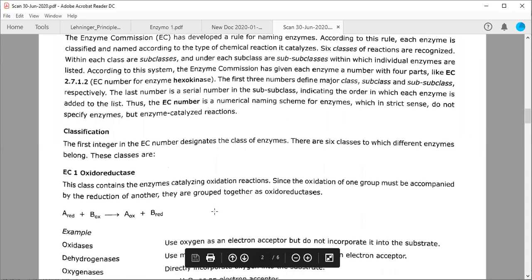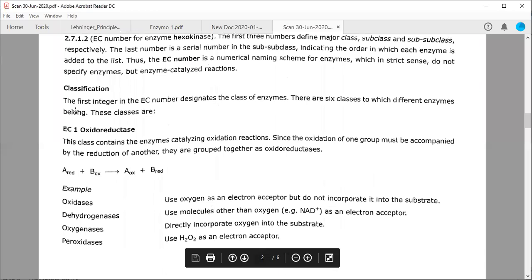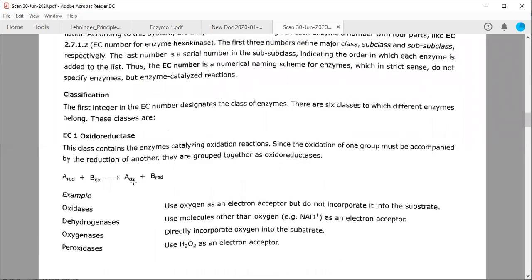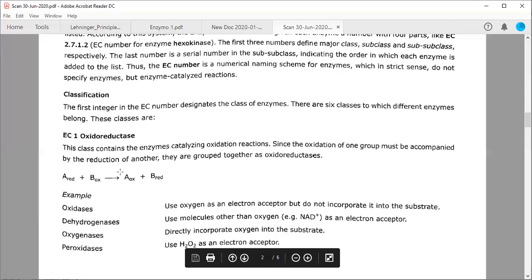One thing I wish to show you, for example, the first class, called oxidoreductases, is able to do oxidation-reduction reactions. For example, there are two substrates, one called A substrate and one called B substrate. This is a reducing agent, this is the oxidizing agent. So finally this will be oxidized and this will be reduced. One will be oxidized, one will be reduced. These are called redox reactions. These are the type of enzymes involved in this category.